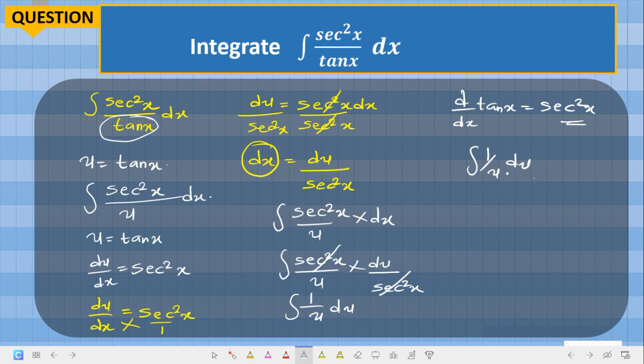Now if we integrate this, when we integrate 1 over u, it will give us ln of the absolute value of u plus c. Now what is our u? What substitution did we make for u? We said u is tan x. So this becomes the natural logarithm of tan x plus c, and that is the answer to that question. Natural logarithm of tan x plus c.